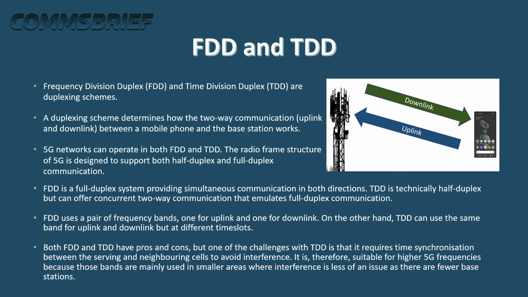FDD is a full duplex system providing simultaneous communication in both directions. TDD is technically half duplex but can offer concurrent two-way communication that emulates full duplex communication. FDD uses a pair of frequency bands, one for uplink and one for downlink. On the other hand, TDD can use the same band for uplink and downlink, but at different times or time slots. Both FDD and TDD have pros and cons, but one of the challenges with TDD is that it requires time synchronization between the serving and neighboring cells to avoid interference.